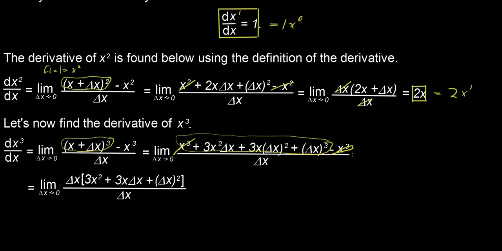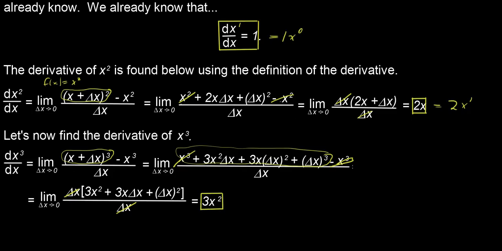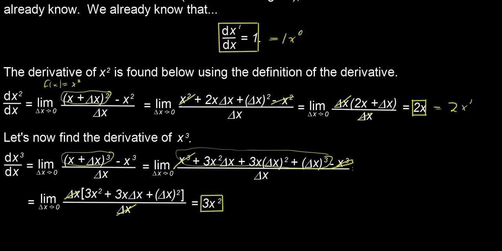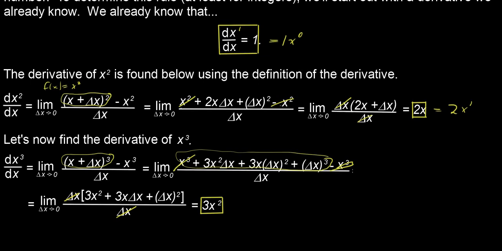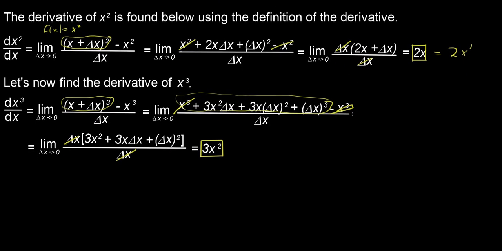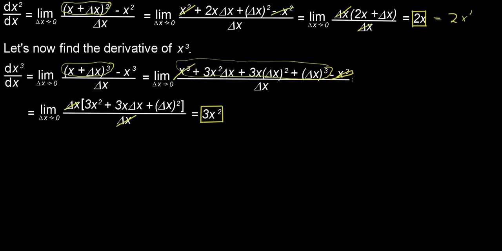And then from here, we have delta x cancel out of numerator and denominator. And then once more, to evaluate this limit, we could just set delta x equal to 0. And so we find that the derivative of x cubed is 3x squared. So the derivative of x to the first is 1 times x to the 0. The derivative of x squared is 2 times x, or 2 times x to the 1. And the derivative of x cubed is 3 times x squared.